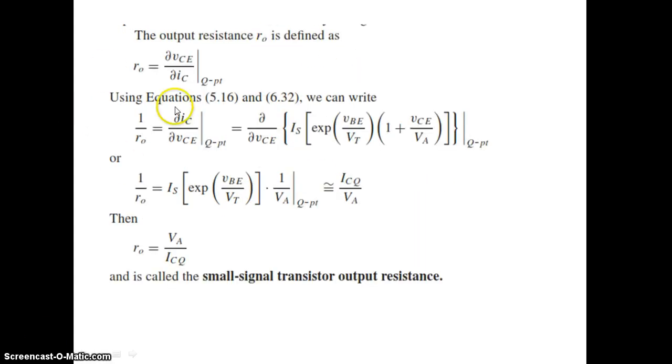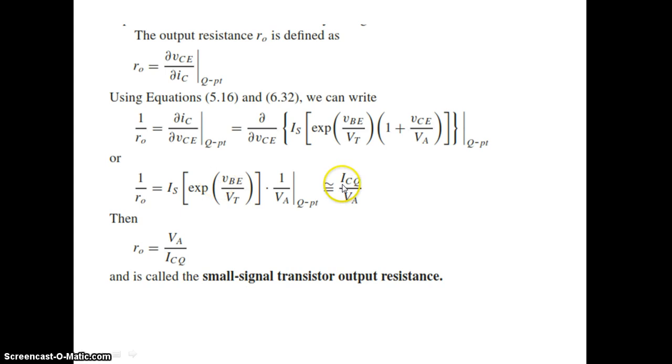The output resistance R0 is defined as dou VCE by dou IC, output voltage by output current. Now the conductance 1 by R0 equals dou IC by dou VCE. Here in the collector current you include the Early voltage term, 1 plus VCE by VA. When you differentiate this, 1 by R0 equals IS times exponential VBE by VT, the constant term becomes 0, and differentiating with respect to VCE gives 1 by VA.